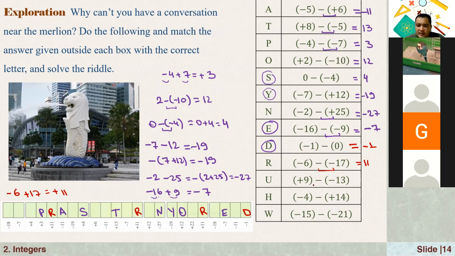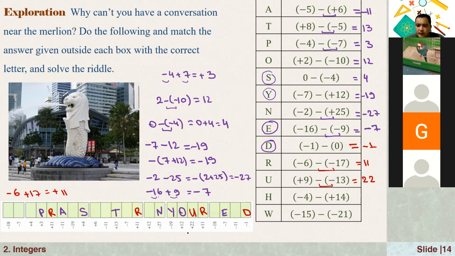And how about 9 minus minus 13? So we have to remove the brackets. First, minus times minus is plus. Just 9 plus 13, what is it? It is 22. Where do we have positive 22? Here. So that is U.